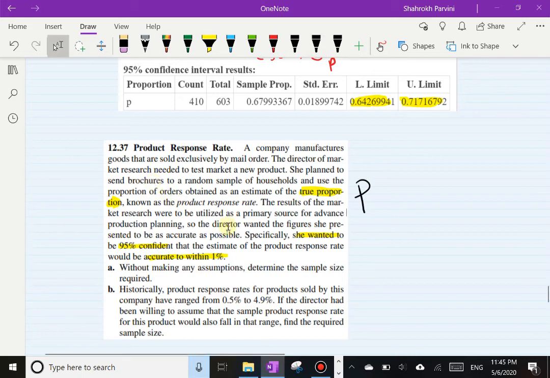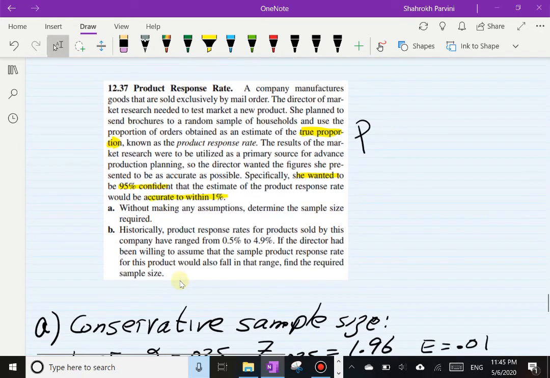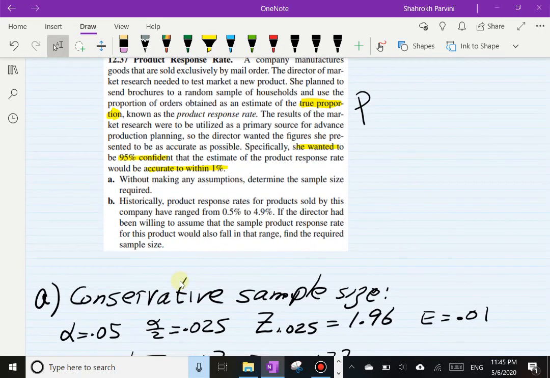Your response rate is going to be about 20%, 15. In part A, it says don't do that. So if I don't do that, then I have to use the conservative sample size, don't I? If I'm not allowed to make a prior estimate. So that's part A. For 95% confidence, alpha is 0.05, half of that is 0.025, and the Z of 0.025 is 1.96.